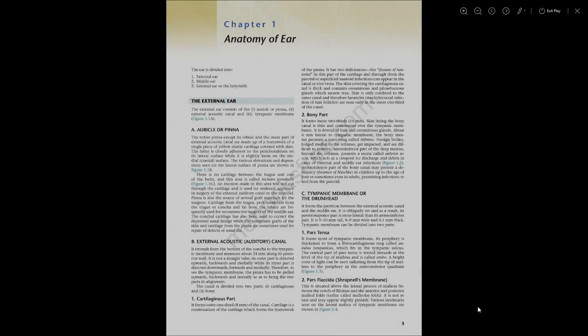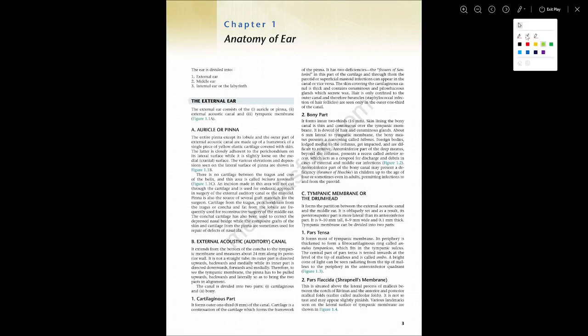Today our topic will be the anatomy of the ear. I'll be doing it superficially, not so deep, just so that you understand it.